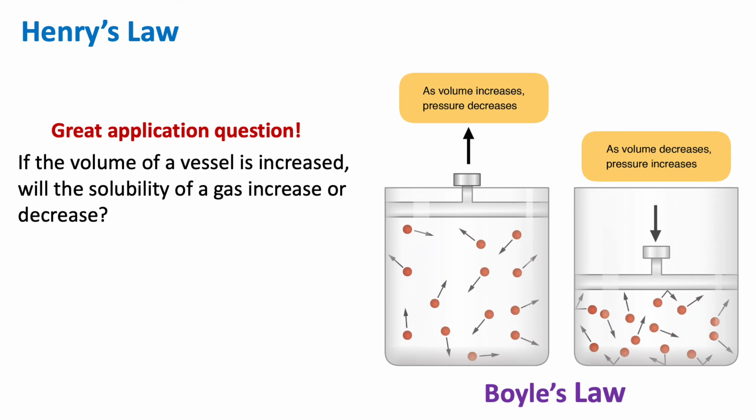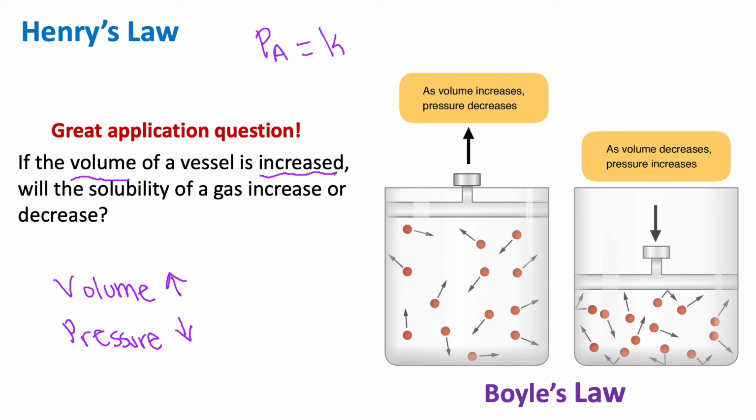The question says that the volume of the vessel increases. So if the volume of the vessel increases and volume and pressure are inversely proportional, that means that our pressure will decrease. Now, what do we know about Henry's law? Well, Henry's law states that the pressure is equal to some constant K times our concentration. Now, remember that our pressure and concentration are directly proportional to one another, and concentration can be used synonymous with solubility of a dissolved gas.